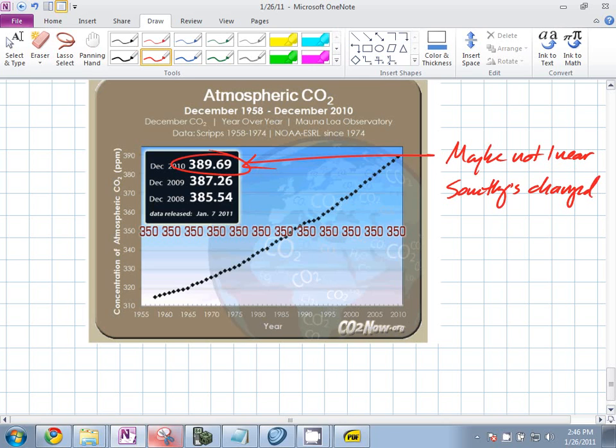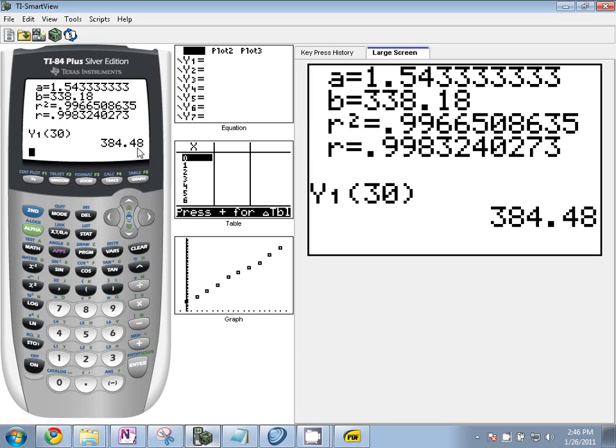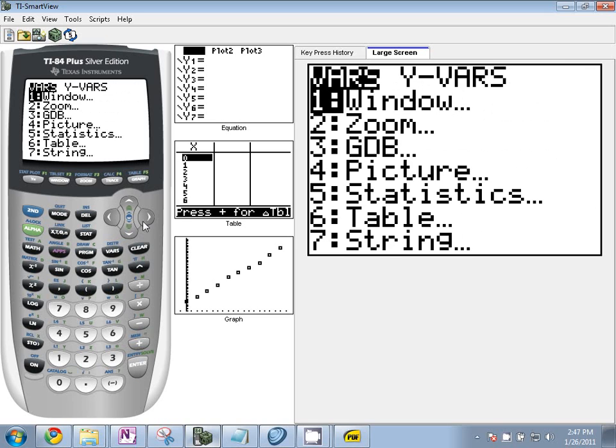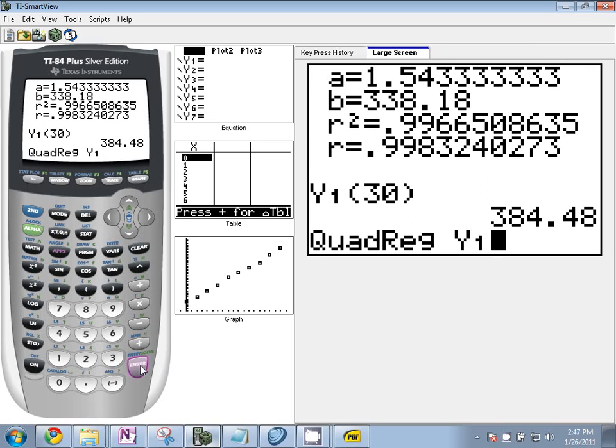Are there other models in your calculator? Absolutely. So if you go back to stat and then calc, what do we want to try next? Quadratic. Let's try quadratic. That's modeling it as a quadratic. Let's do quadratic and make sure we put it in as y1. Very helpful.